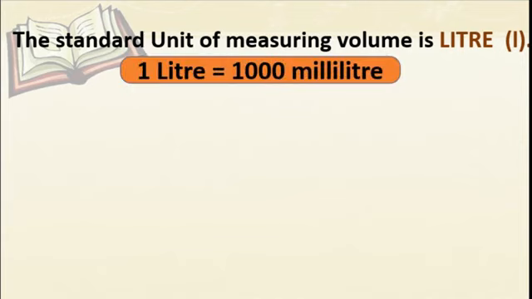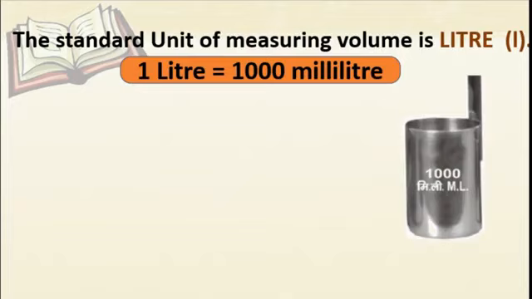Here 1 liter is equal to 1000 milliliters. You know about that one. 1 meter is equal to 100 centimeters, isn't it? And 1 kilogram is equal to 1000 grams. Like that only, here also 1 liter is equal to 1000 milliliters. And we write liter as l and milliliter as ml.